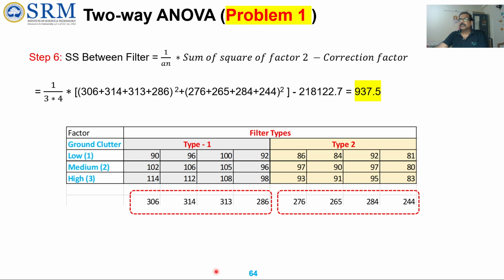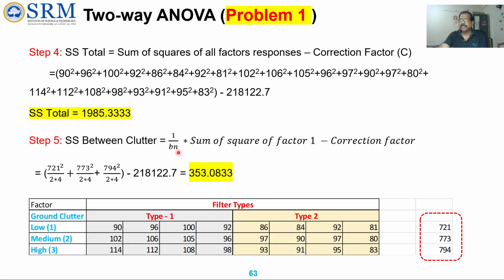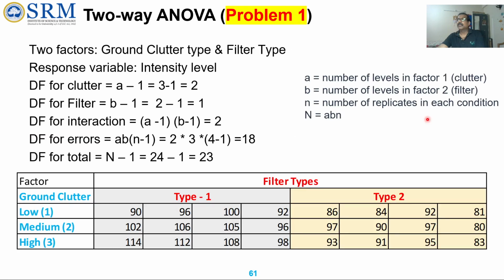Previously, 1 by bn. See, 1 by bn, 1 by b into n. B into n is b into n. What is b? In the first stage it will be given. B is the number of levels in factor 2. A is the number of levels in factor 1.